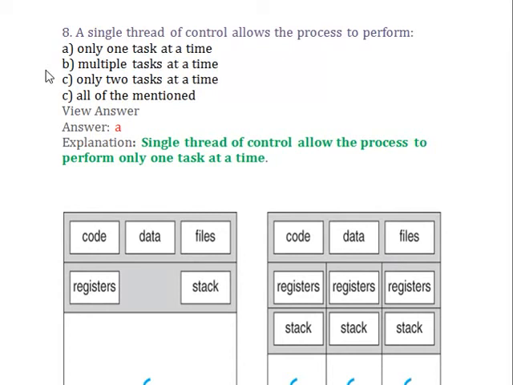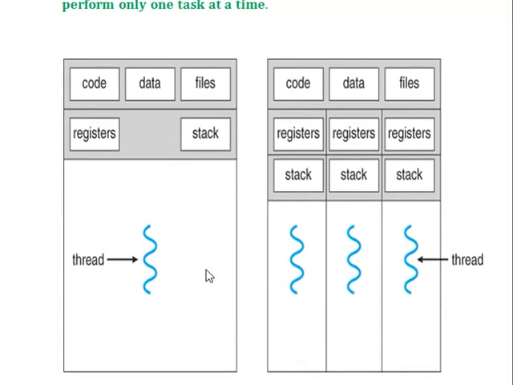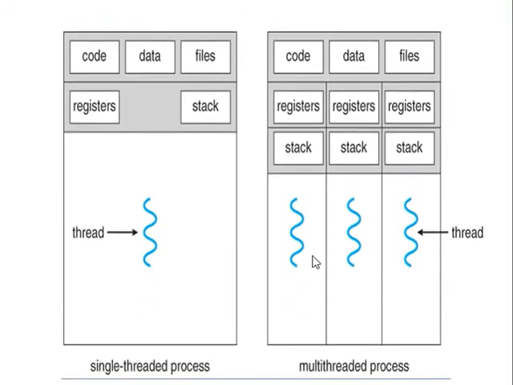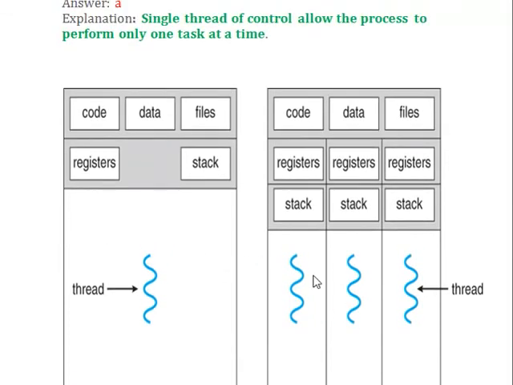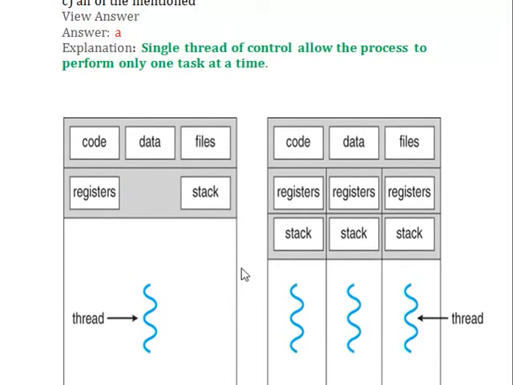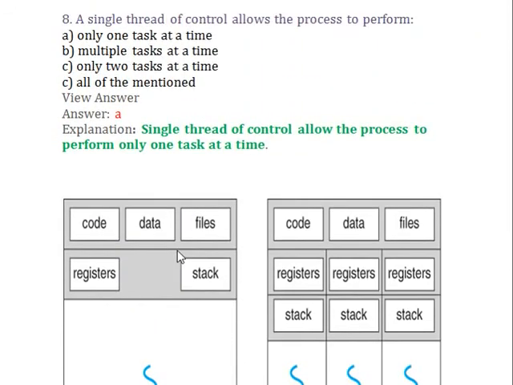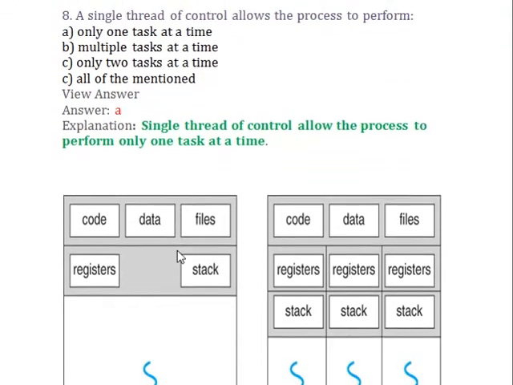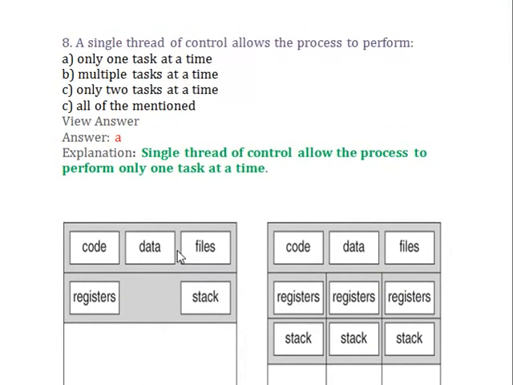Question number 8. A single thread of control allows the process to perform option A, only one task at a time. Yes, it is true. If there is a single thread of control, then there will be only one task at a time. As we can see in the figure, this is a single-threaded process and this is a multi-threaded process. Here a single thread is contained and here multiple threads are contained. So if the thread of control is only one, only one task is executed at a time.